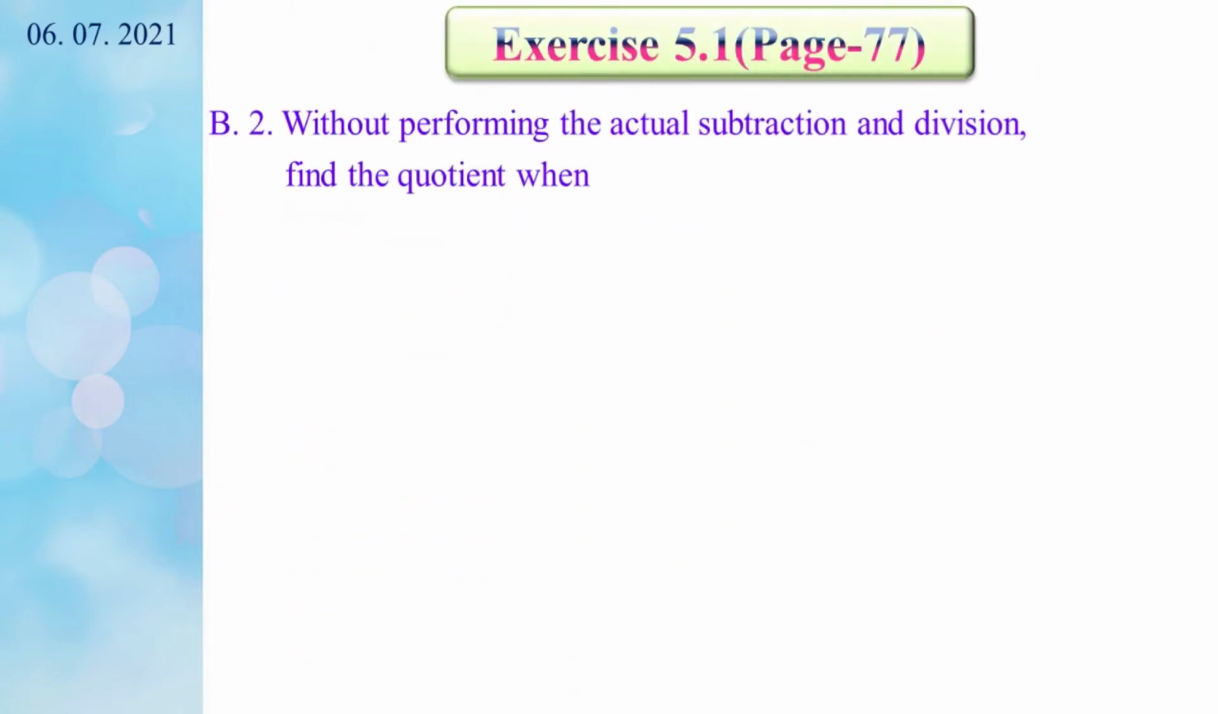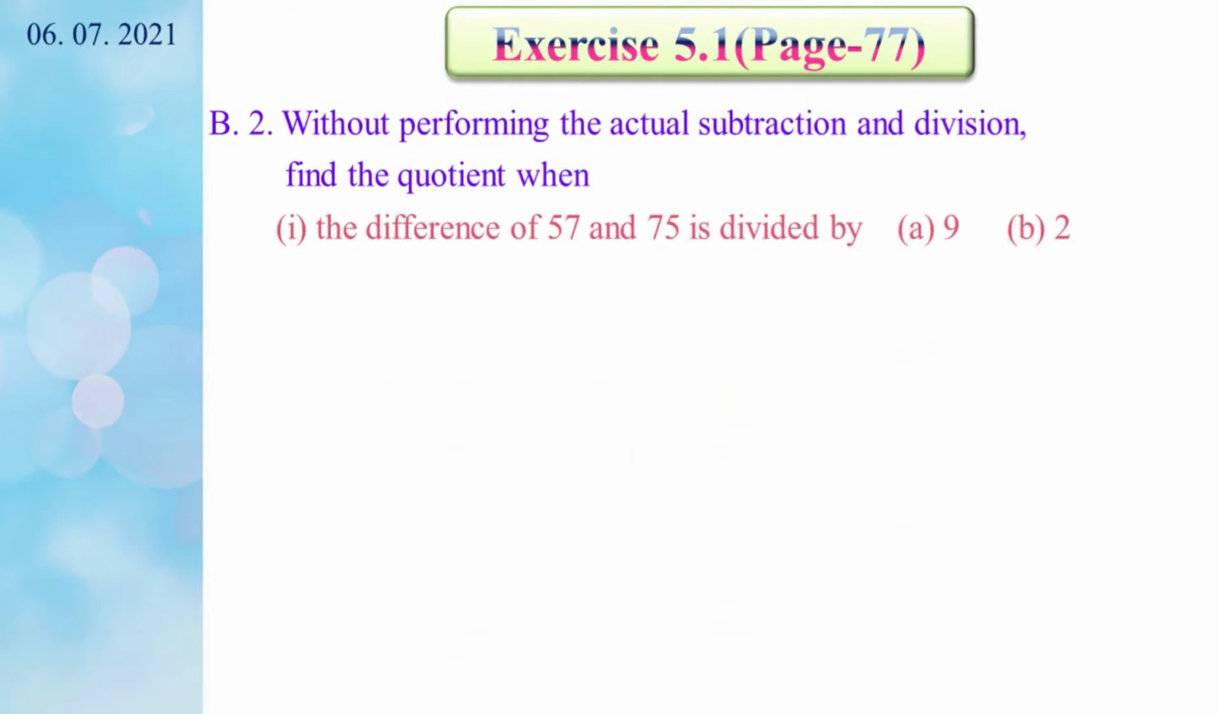Let us move to the exercise sum. Without performing the actual subtraction and division, find the quotient when the difference of 57 and 75 is divided by 9 and 2.